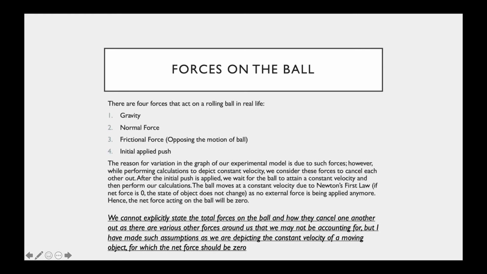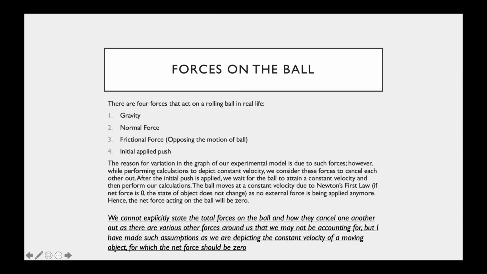These are the four forces that I believe are acting on a rolling ball in real life. The reason for variation in the graph of our experimental model is due to such forces. However, while performing calculations to depict constant velocity, we consider these forces to cancel each other out.